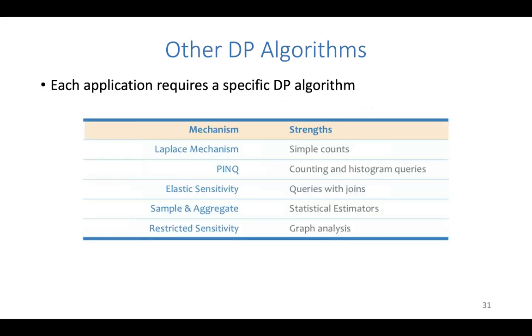Anyway, the Laplace mechanism is just one example. There are a lot of different mechanisms for different occasions. For each querying function f, there's a specific differentially private algorithm. So for a counting algorithm, there's the Laplace mechanism. For counting and histogram queries, there's something called PINQ. For queries with joins, there's elastic sensitivity, yada, yada, yada. So there are all different kinds of differential privacy algorithms for each occasion.